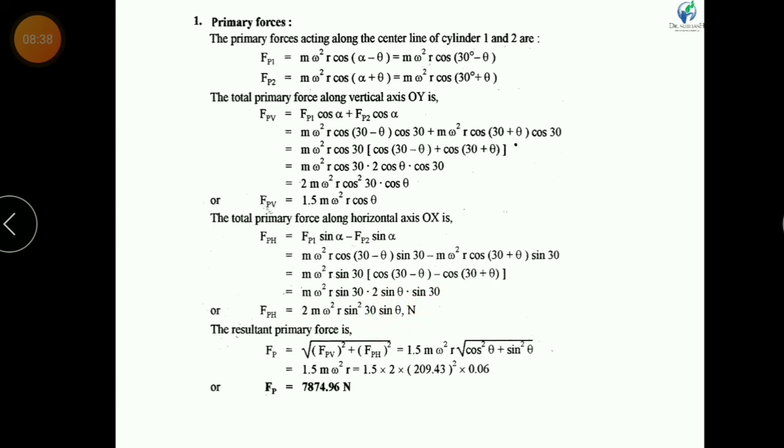So now we have two components, one is the horizontal component of primary forces and another one is the vertical component of primary forces. Then we can calculate the resultant primary force FP is equal to under root FPV square plus FPH square. If we put the value, then we get 1.5 m omega square r under root cos square θ plus sin square θ. And if we put the value of omega, m and θ, then we get 7874.96 Newton. So FP is equal to 7874.96 Newton.